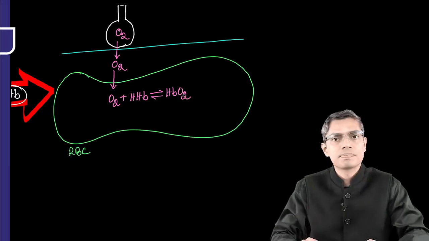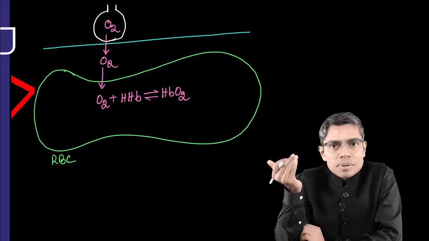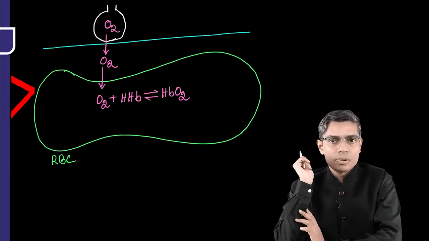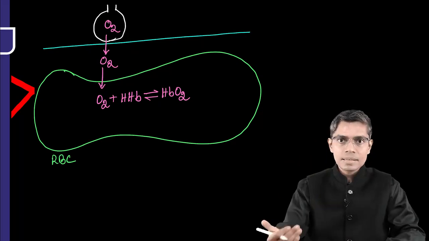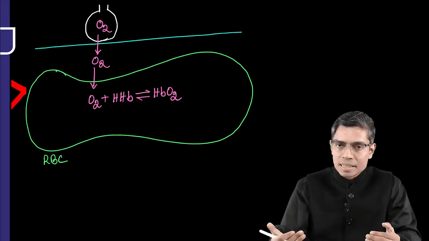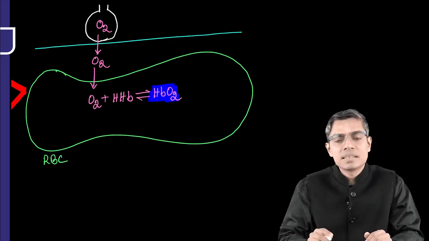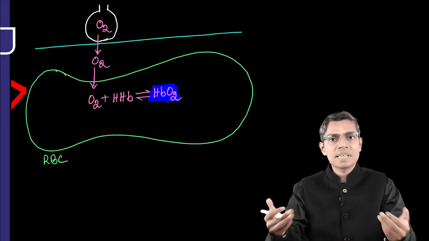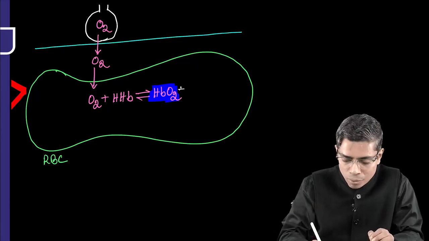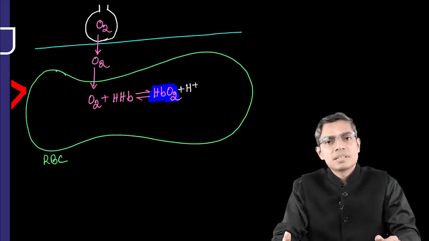HbO2 will be produced. Remember, this HbO2, oxygenated hemoglobin, is a strong acidic molecule in comparison to deoxygenated hemoglobin. So in lung, whenever oxygen enters the RBC, it forms oxygenated hemoglobin. Oxyhemoglobin is a stronger acid than deoxygenated hemoglobin. What do we mean by acid? Acid means proton donor, meaning it cannot hold the H plus ion. The H plus ion has to be released from this reaction.